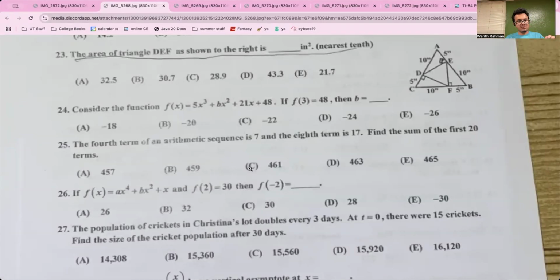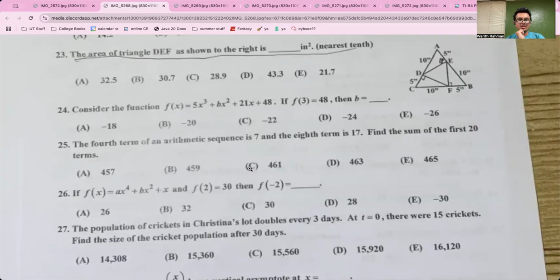The fourth term of the sequence is 7, and the eighth term is 17. Find the sum of the first 20 terms. So the distance between the fourth and eighth term is 4 terms and an arithmetic difference of 10. Since it's an arithmetic sequence, we divide, and we get that the difference between any two consecutive terms is 2.5, right?